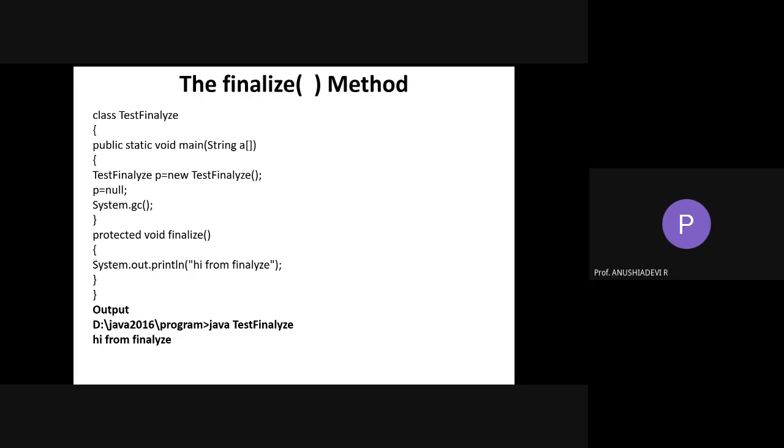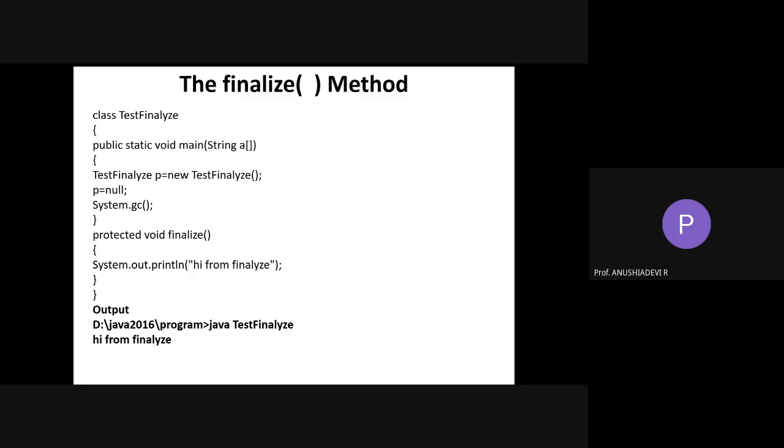In Java, we need not explicitly delete the object. It is automatically deleted when the object is no longer used. It is automatically deleted by the Java garbage collector. For performing garbage collection, one function is automatically called. That function is called system.gc.